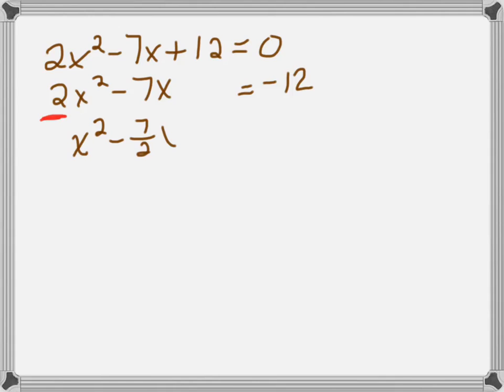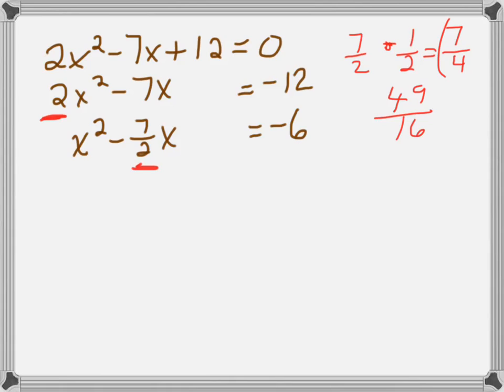When we divide by 2, we get 7 halves x, because we divide 7 by 2, equals negative 12 divided by 2 gives us negative 6. Now, I know how much you hate fractions, but we still have to take half of the middle term. So, how do you take half of one that's already a fraction? Well, let's look here on the side. We'll take 7 halves, but instead of dividing by 2, we're going to multiply by a half. And that's going to make it much easier for us to get half of 7 halves, which would be 7/4. And then we're going to square 7/4, which gives us 49 over 16.